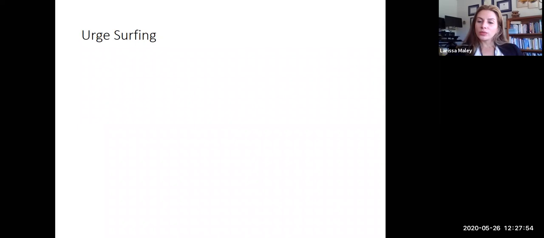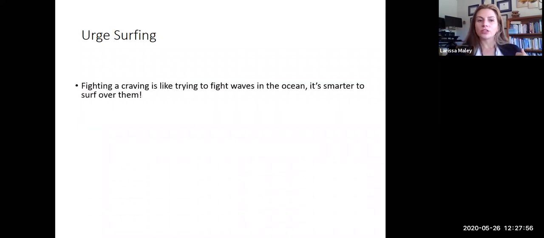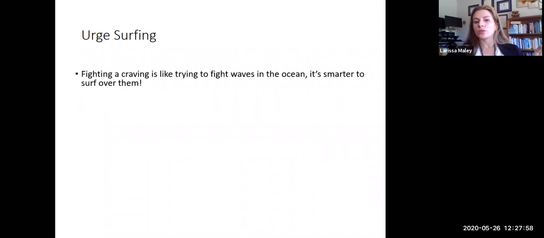But one of the best ways that we want people to think about managing their urges is something called urge surfing, which is just teaching them that this is temporary. Even if you sat there and did nothing for 30 to 45 minutes, it will go away on its own. It might come back, just like waves in the ocean, but it will recede. It will go away if you do nothing.